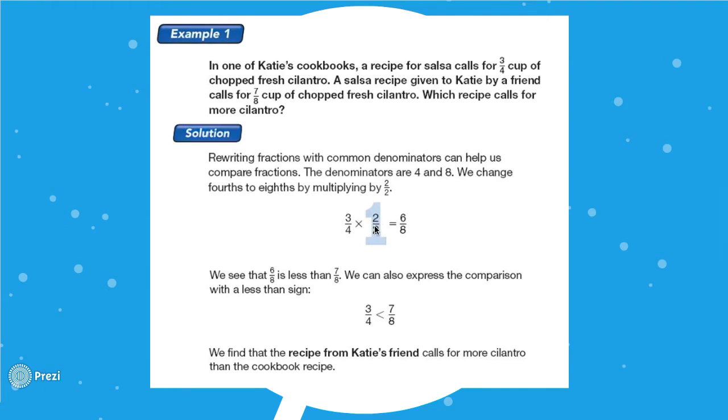All right, 2 over 2, which equals 1, right? So 3 times 2 equals 6, and 4 times 2 equals 8. So this is 6/8. Now I can compare 6/8 versus 7/8. Which one is more? Well, we see that 6 is less than 7. So 3/4 is less than 7/8. All right? And that's how we would compare fractions with different denominators. We got to change the denominator so that they're the same.